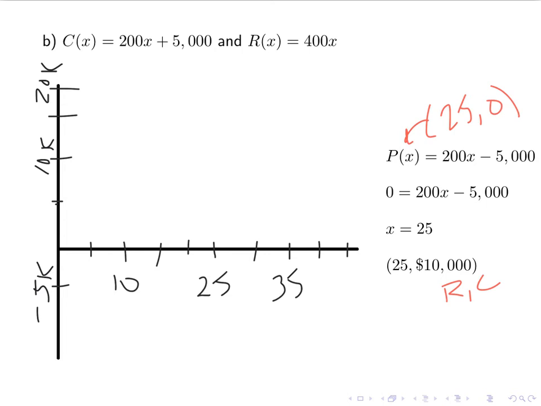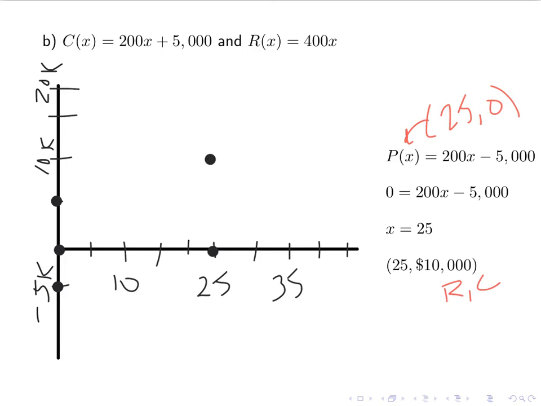And then we have the points. So again, we've got 0, 0 from the revenue. I'll make that a little bit bigger. And then we've got 5,000 from the cost. We've got negative 5,000 from the profit. And those are our y-intercepts for our 3 lines. And then the break-even points. For the profit, it's 25, 0. And for the cost and revenue, it's 25, 10,000. So right around there.